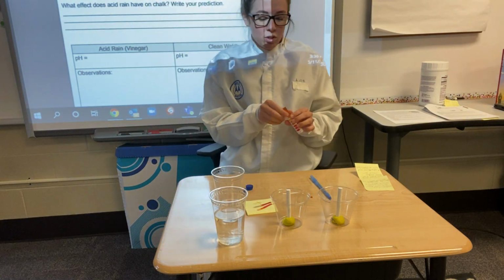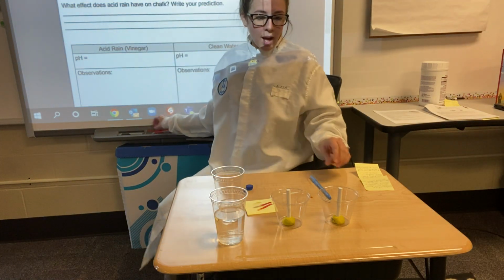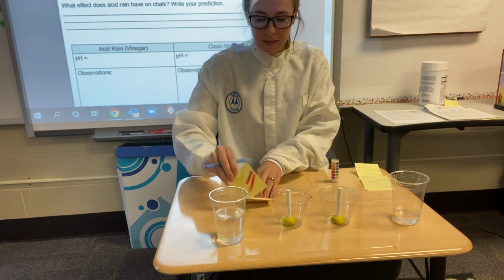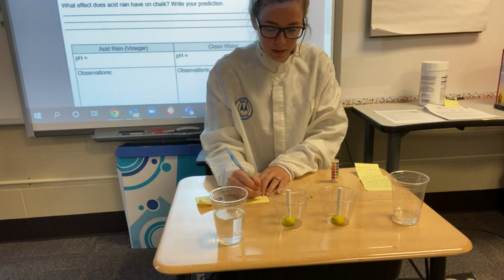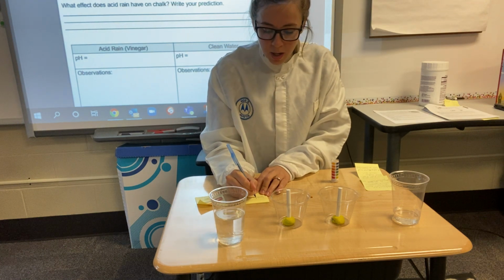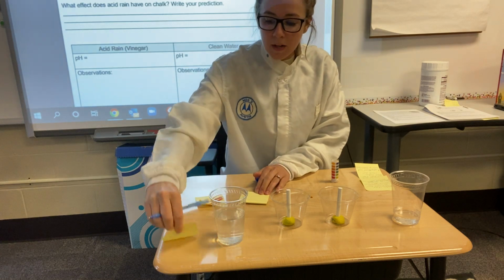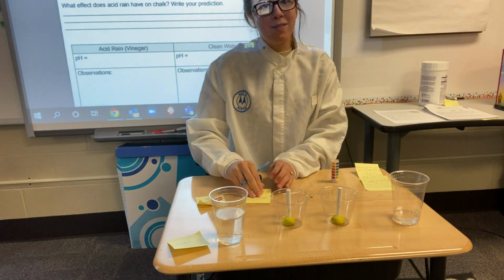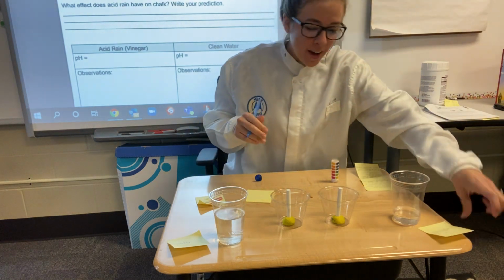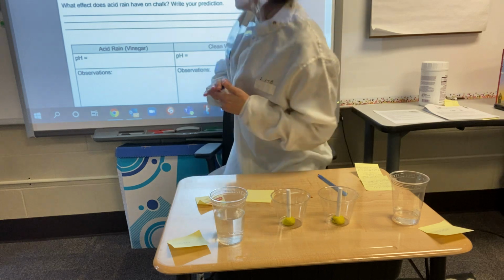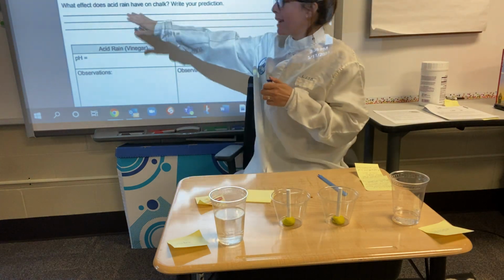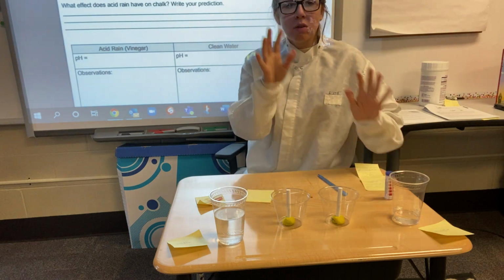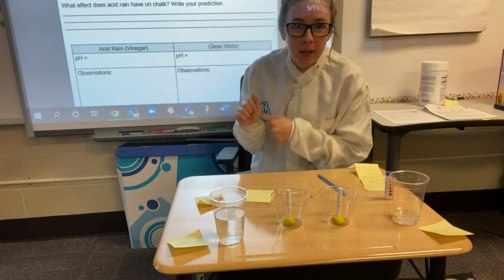So we're going to go ahead and jot that down on our board right here. And this is going to be our acid rain. And I'll make a note of that with a sticky note. And that is going to be our regular rain. So we'll just say water on this side. And vinegar, yes. It's vinegar over here. Okay, so I want you to make a prediction. What effect do you think the acid rain will have on the piece of chalk? So go ahead, make a prediction right over in the box.